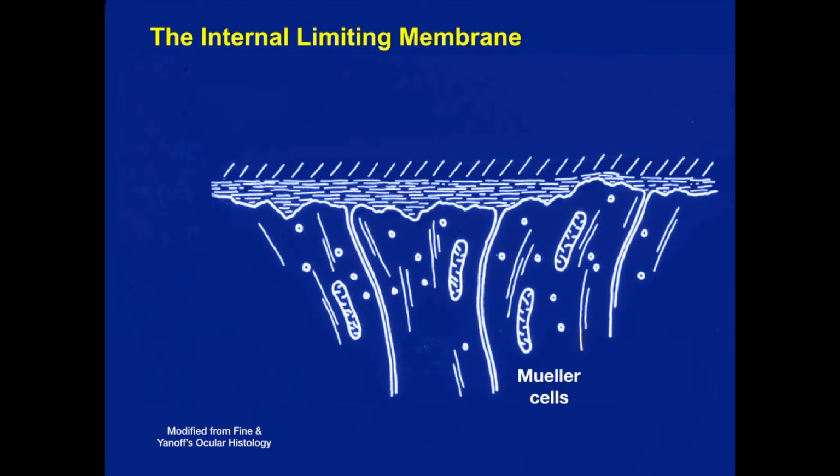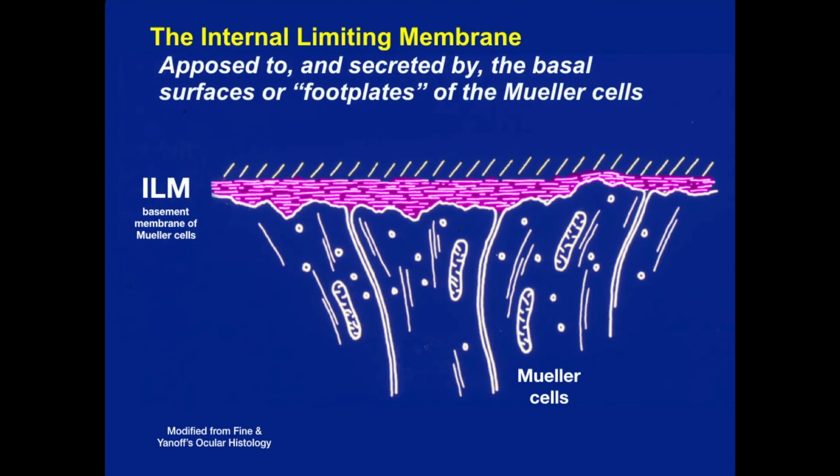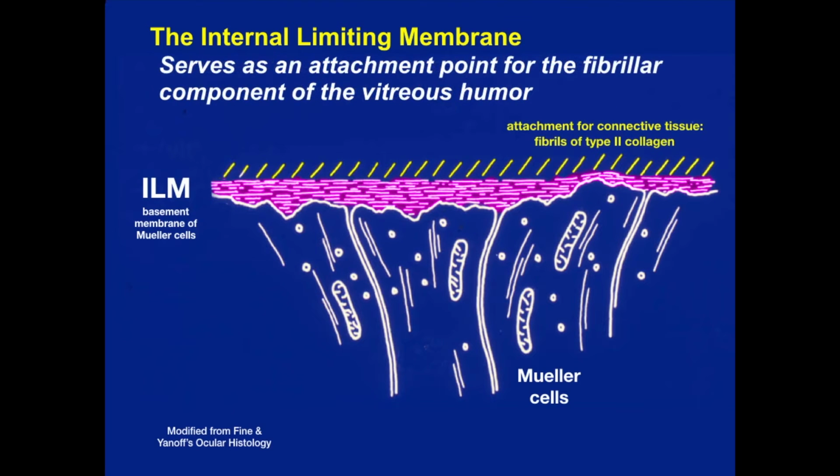The internal limiting membrane is the basal lamina or basement membrane of the Mueller cells. It is the only one of the retinal membranes that is a true basement membrane. The ILM is secreted by and opposed to the basal surfaces or footplates of the Mueller cells. Extracellular matrix is attached to the basal lamina of the cells. The ILM serves as the attachment point for the fibrillar component of the vitreous humor, which is composed of fibrils of type 2 collagen.